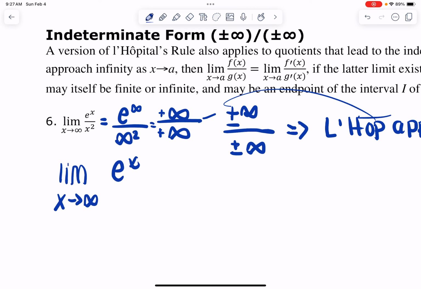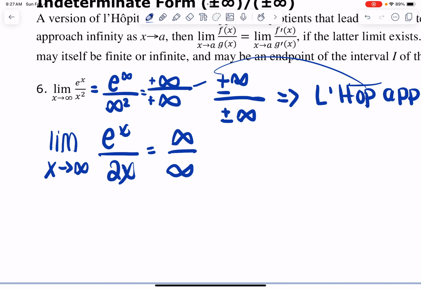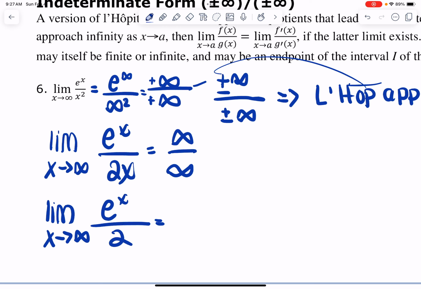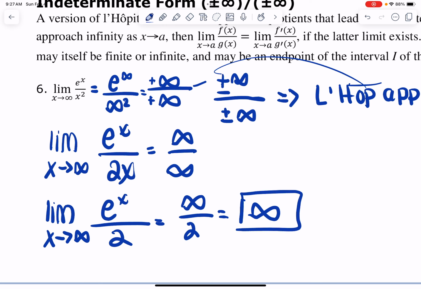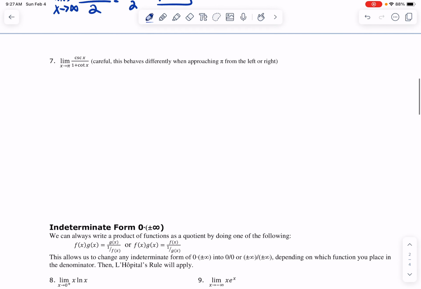So doing that, the derivative of the top is e to the x, and the derivative of the bottom is just 2x. And again, we would still have infinity over infinity. So we would have to apply L'Hopital's rule again, and so you would get, as x goes to infinity, it'd still be e to the x, but then on the bottom it would be 2. So now plugging in, you get infinity over 2. That's just infinity. And that would be it. Okay. So just emphasizing that rule again. So I would tell my students, doing the same thing here, I would have them try this problem.